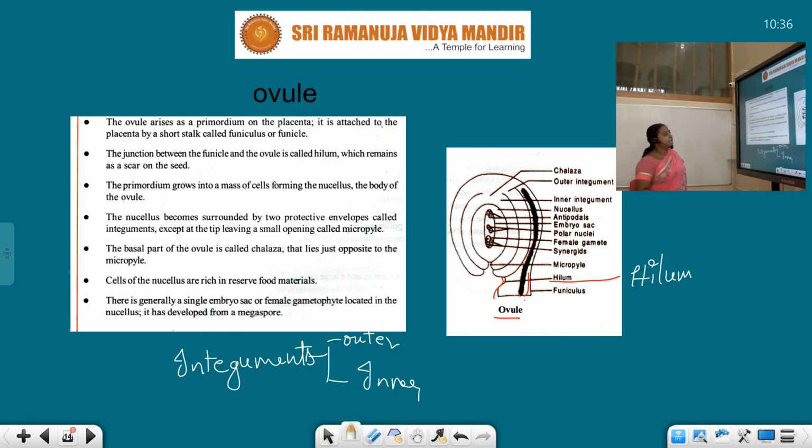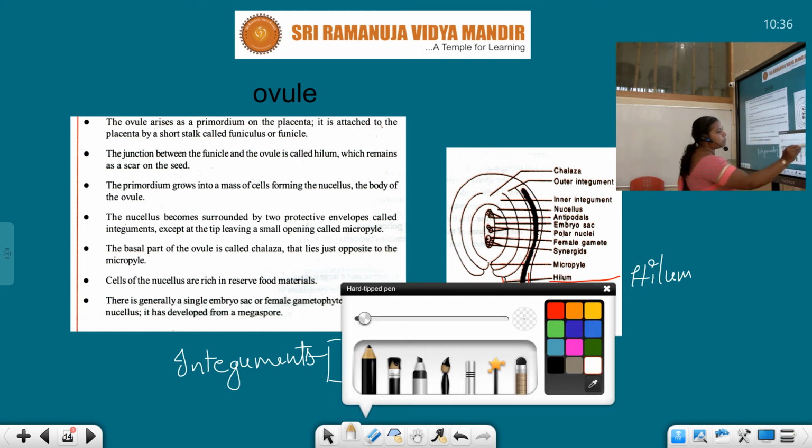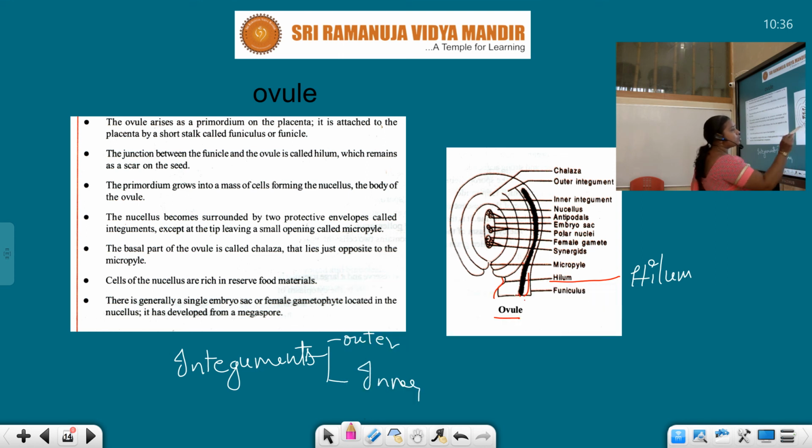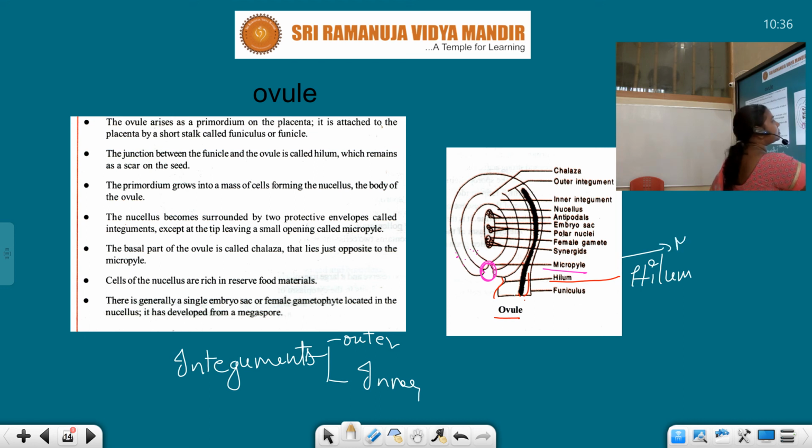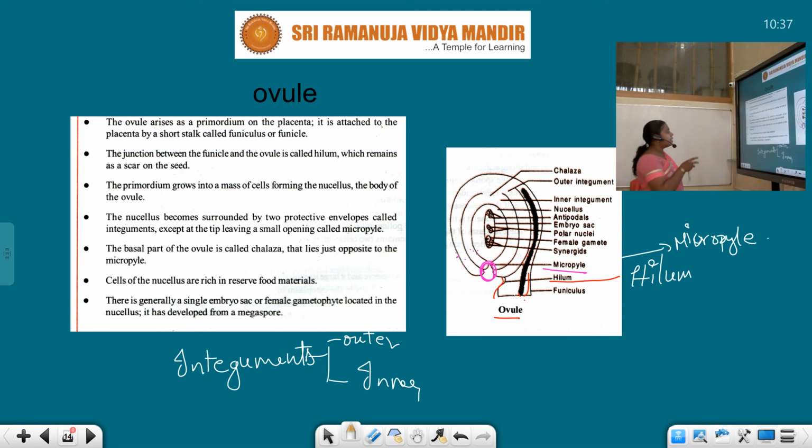Except at the tip, leaving a small opening called micropyle. So these integuments have a gap at the tip, and that tip is known as micropyle. All these two are the integuments, inner one and outer one. At the tip there is a small opening. That opening is nothing but the micropyle. What is that, students? Micropyle.